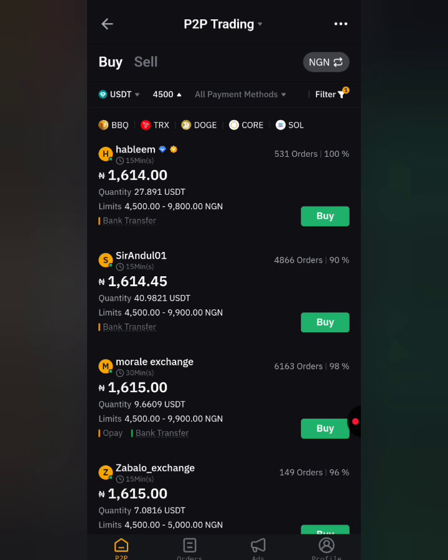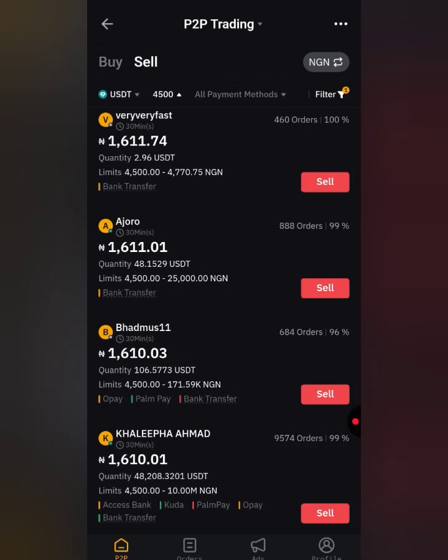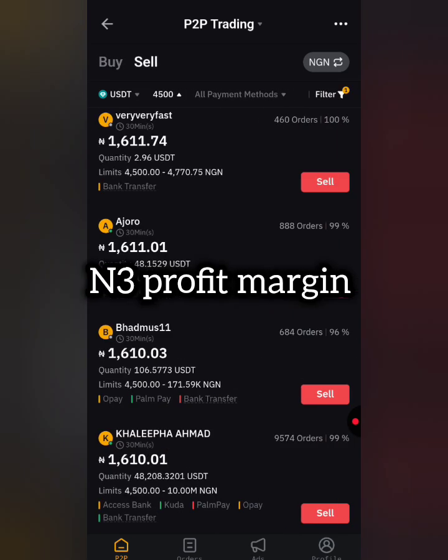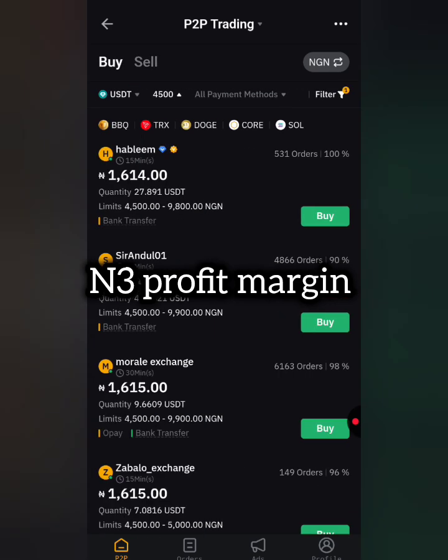Okay, so this is another arbitrage people actually perform, and when this arbitrage actually started, the profit margin used to be higher than this. You could actually meet a profit margin of 100 Naira and above, but now due to competition, the profit margin has actually reduced, and right here we are looking at a 3 Naira profit margin between the buy section as a P2P merchant and the sell section as a P2P merchant.